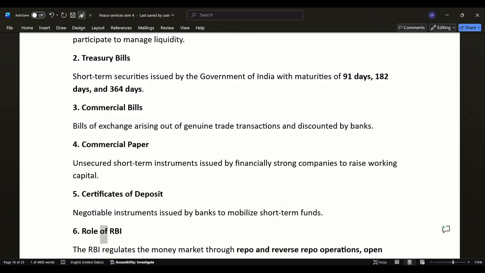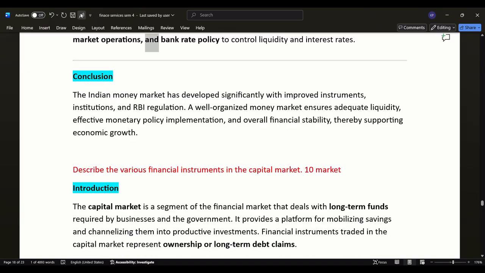6. Role of RBI. The RBI regulates the money market through repo and reverse repo operations, open market operations, and bank rate policy to control liquidity and interest rates. Conclusion. The Indian money market has developed significantly with improved instruments, institutions, and RBI regulation. A well-organized money market ensures adequate liquidity, effective monetary policy implementation, and overall financial stability, thereby supporting economic growth.